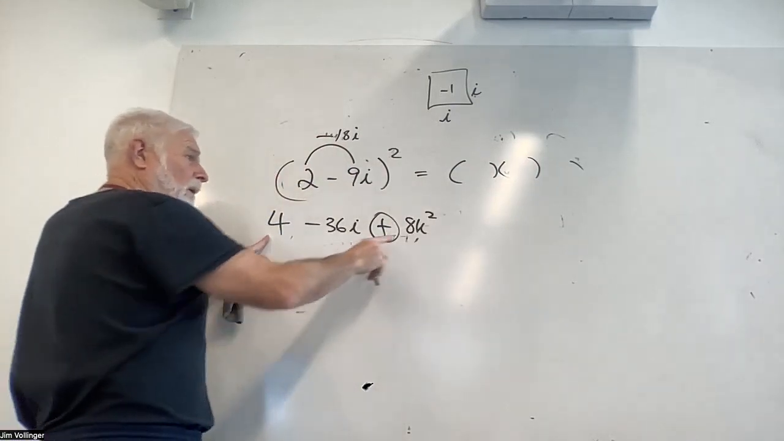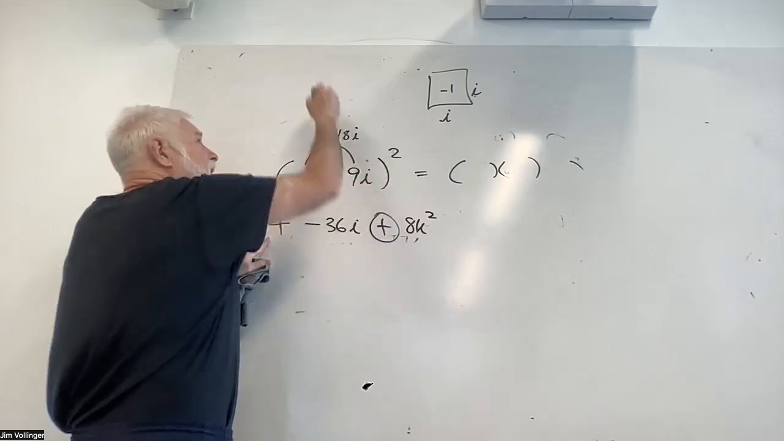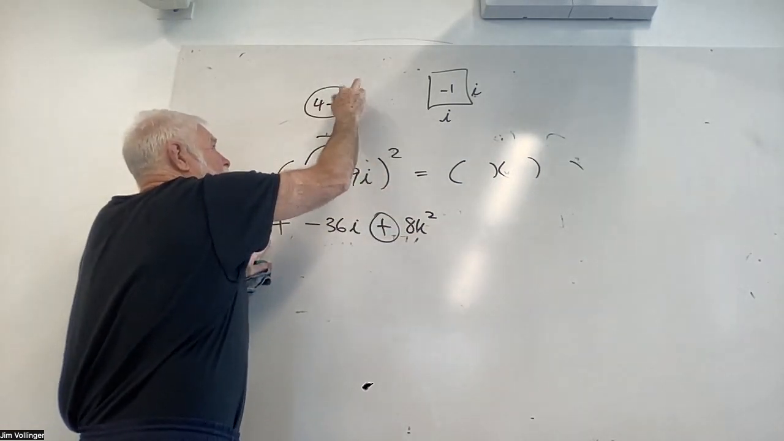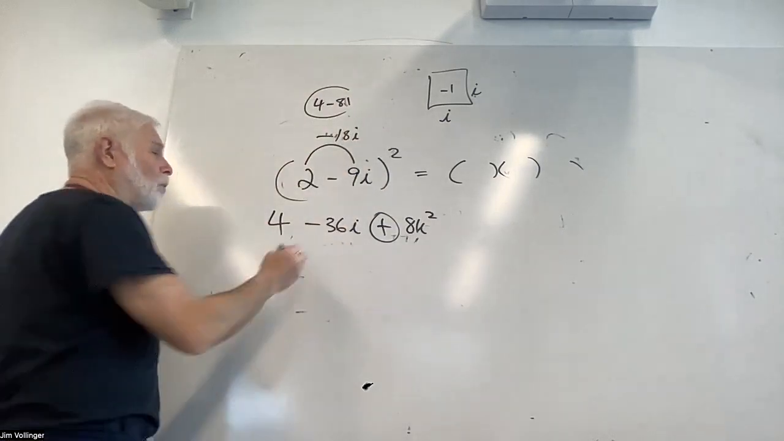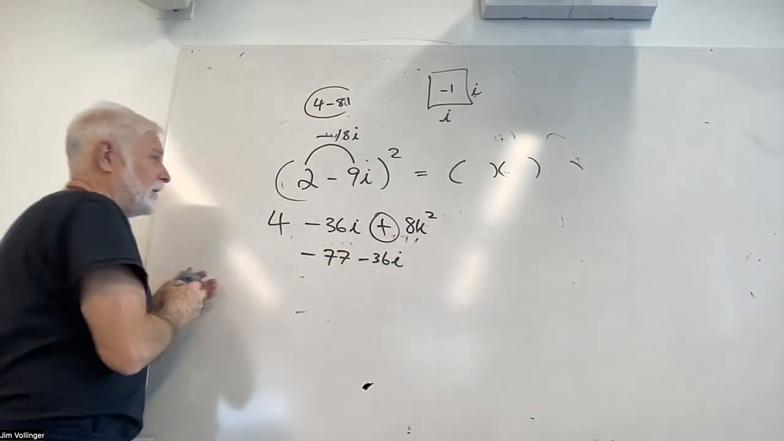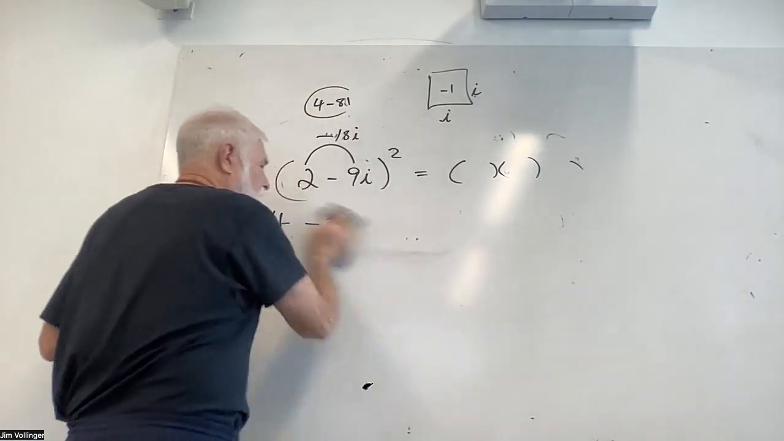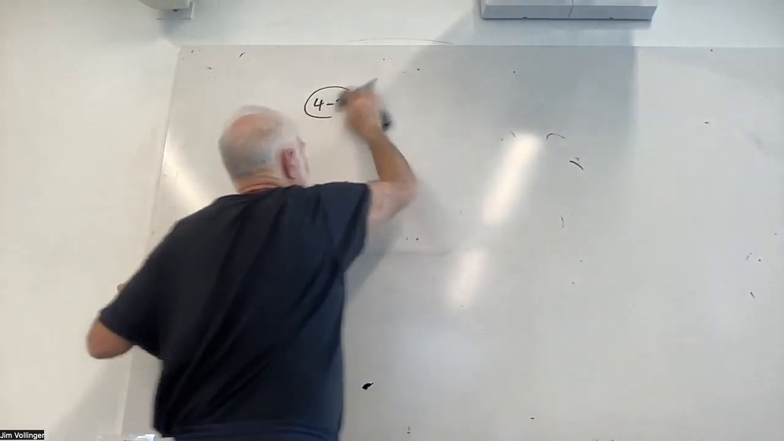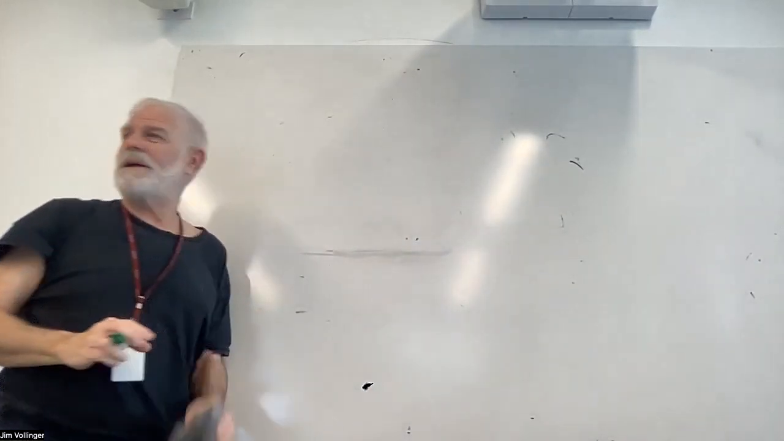Can I do 4 minus 81 in my head? Boy, I'm having trouble here. 81, can I do that in my head? I hope so. Minus 77, minus 36i. All right, one last one, and then I'll upload this and add it. We'll call it skills, imaginaries, squaring.